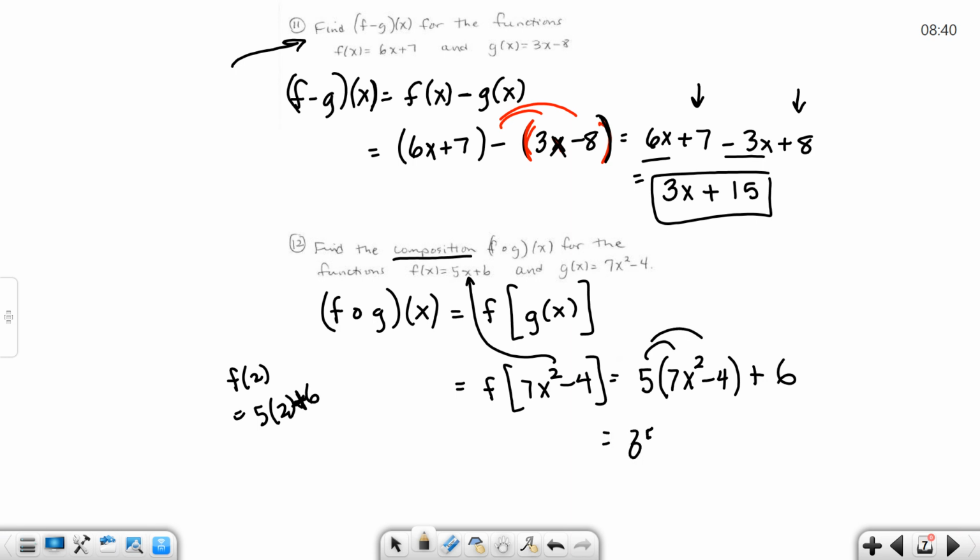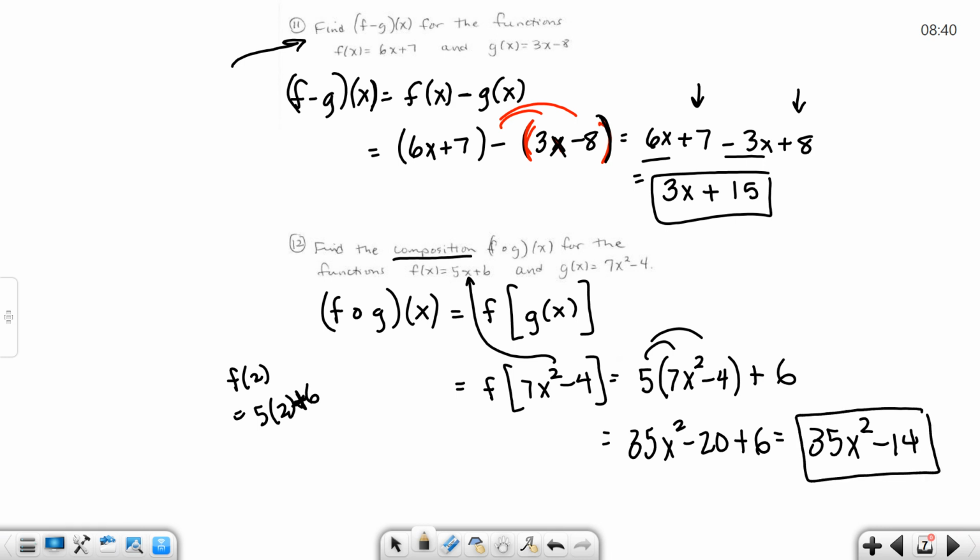and we get 35x squared minus 20 plus 6, and then combine like terms, and we get 35x squared minus 14.